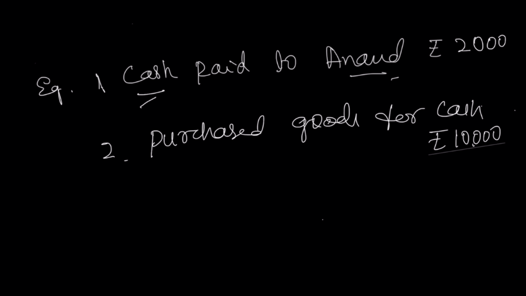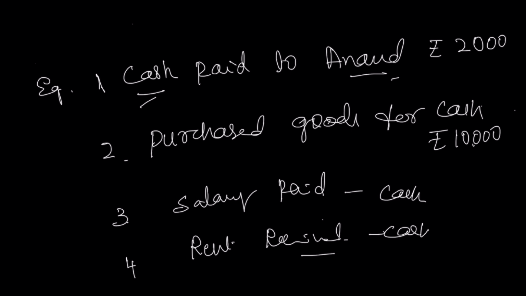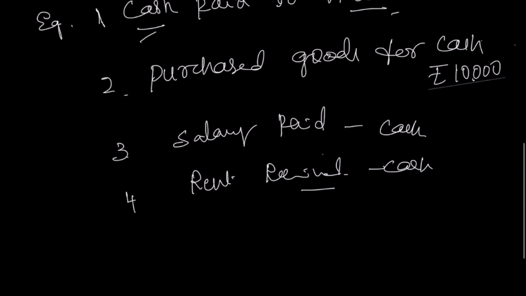Later, one more example, purchased goods for cash. One is the purchase account, another one is the cash account. Likewise, salary paid. Salary paid means it is in terms of cash. One is the salary account, another one is the cash account. For example, rent received. Received means it is in terms of cash only. So we have the rent account and the cash account. Likewise, in each one you will get two accounts.